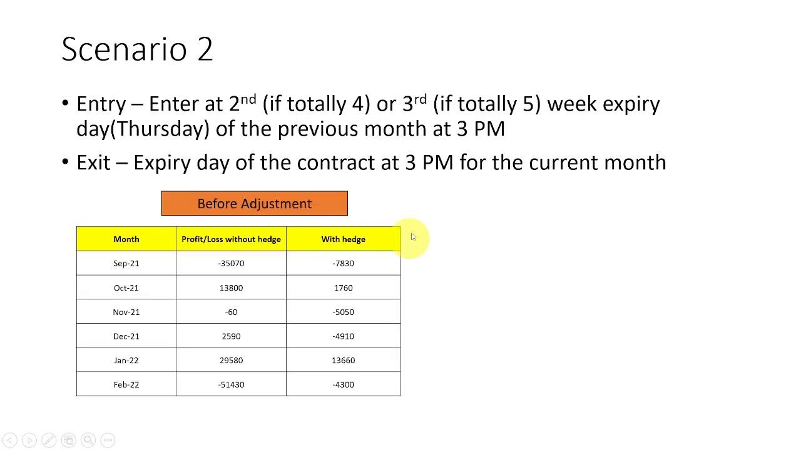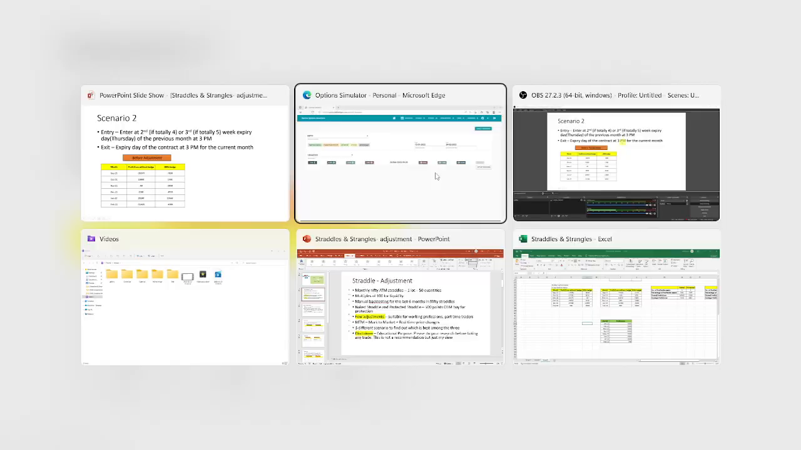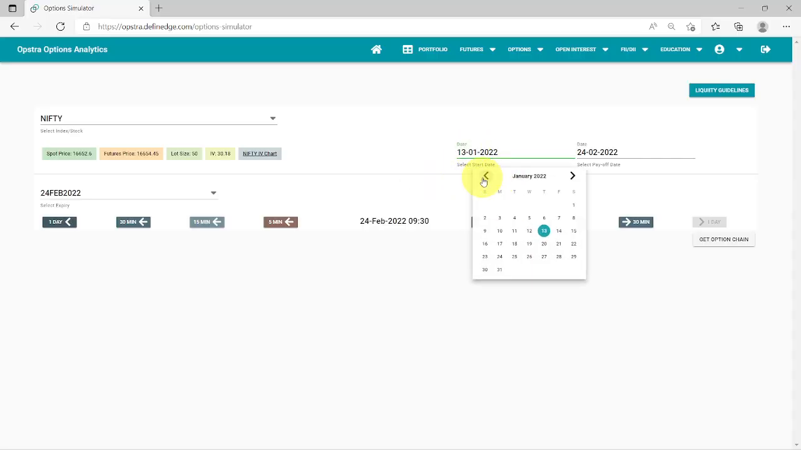Last time I started with scenario 1, 2 and 3, but this time I'm jumping into scenario 2 because that is the winning scenario. I don't want to waste time on scenario 1 and 3. Anyway, I'll post the results for 1 and 3 in later slides. In scenario 2, we enter in the second or third week, according to the number of weeks in the previous month's expiry, and we exit at 3 p.m. of the current month. I will say that again with this example.